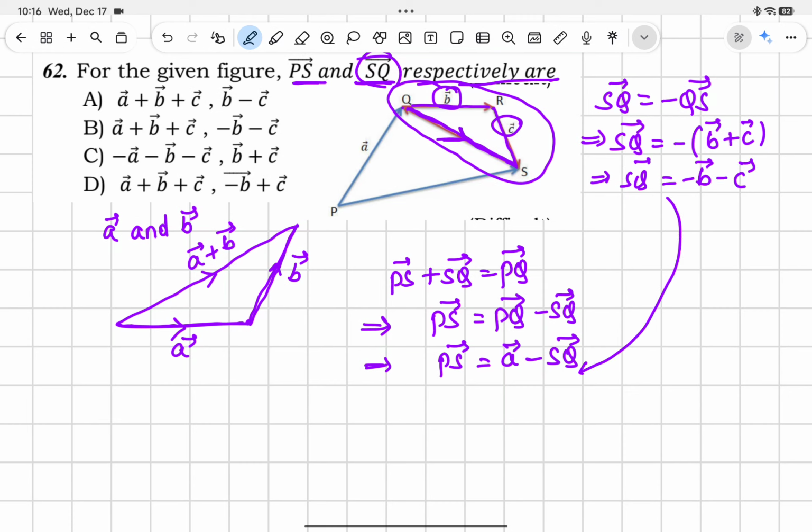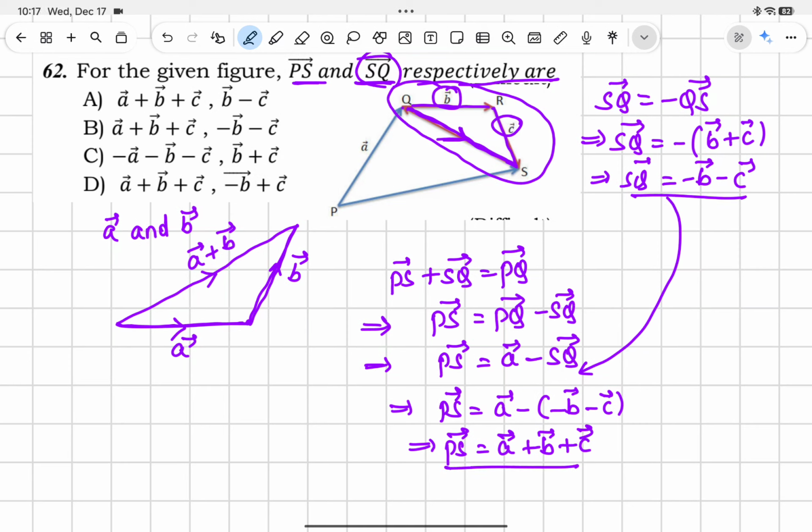So substituting this here, we will get vector PS is equal to vector A minus of minus vector B minus vector C. Therefore we get vector PS is equal to vector A plus vector B plus vector C. So this is vector PS and this is vector SQ. So our option is option B.